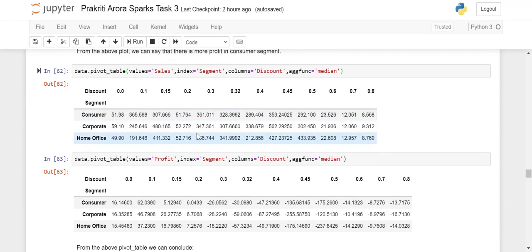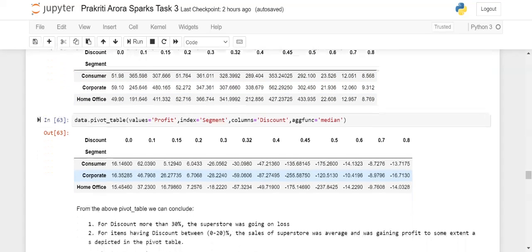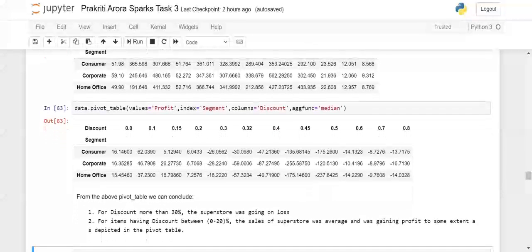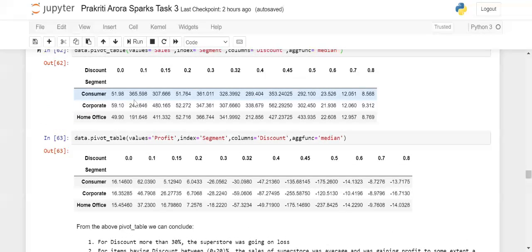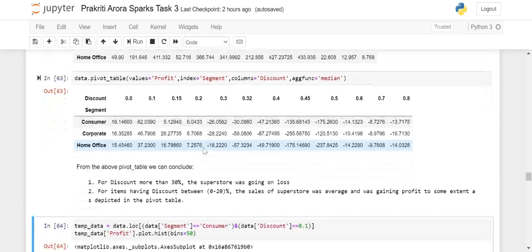And sales are average, and bring profit too. So from the above two pivot tables, we can conclude that for discounts of more than 30%, the superstore was going into loss. Here we see the negative values. And for items having a discount between 0 to 20%, the sales of the superstore were average, not too good, but were bringing profit to some extent, as we saw here.